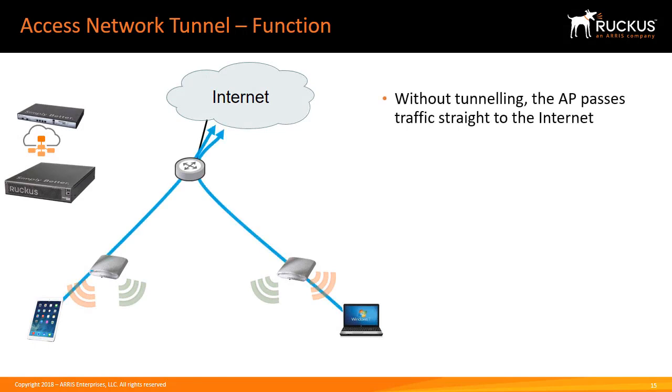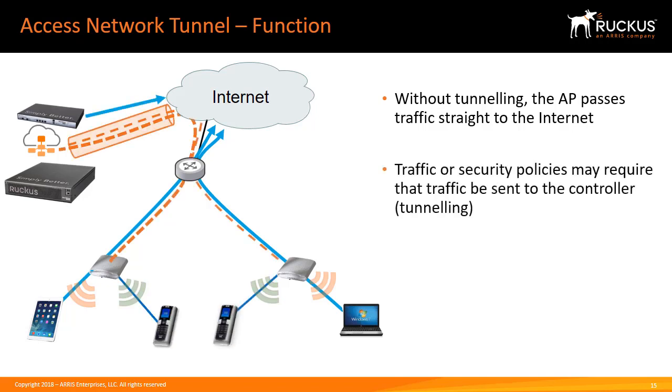Without tunneling, an access point passes traffic straight to the internet. This is normal for most deployments. However, there are occasions where the traffic or security policies require the traffic to be sent to a controller. VoIP is probably the scenario you will most be familiar with, where connections require fast BSS transitions. You may also want to use tunneling in conjunction with data monitoring.